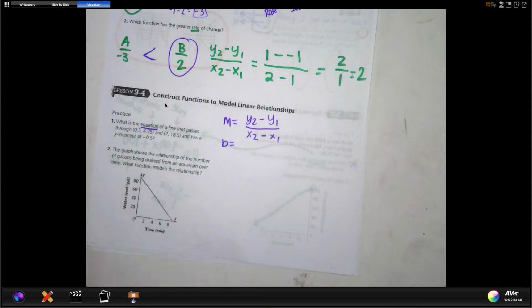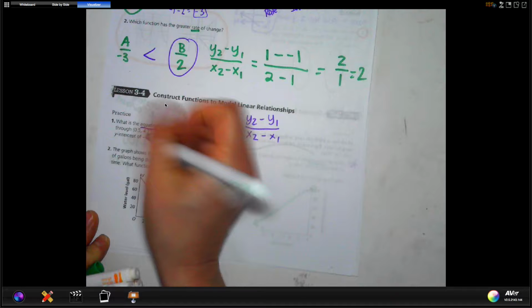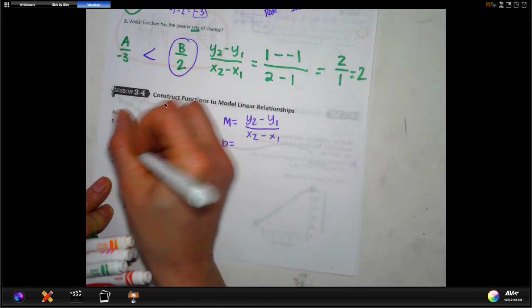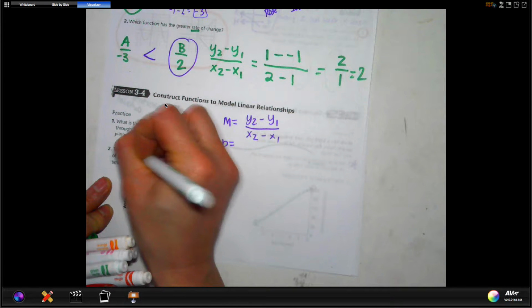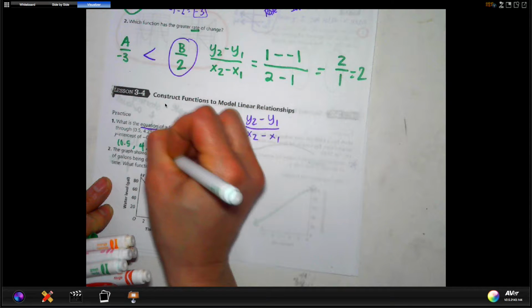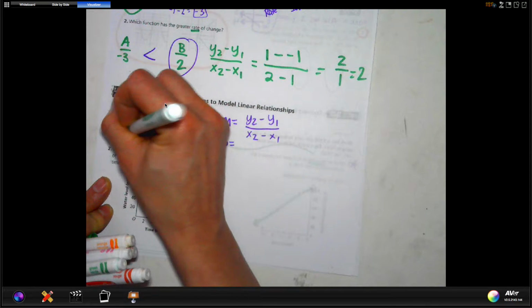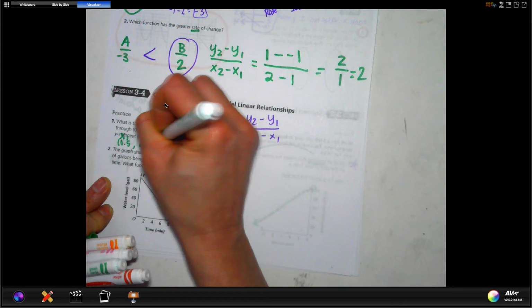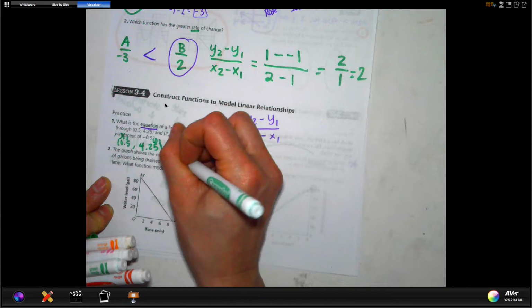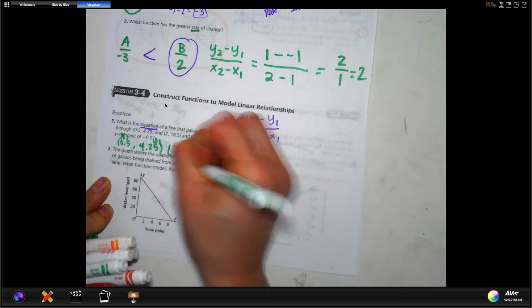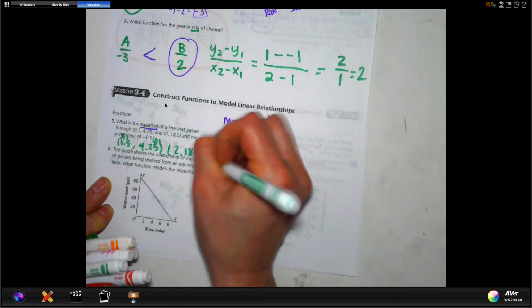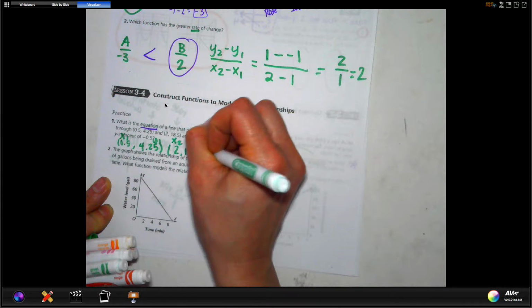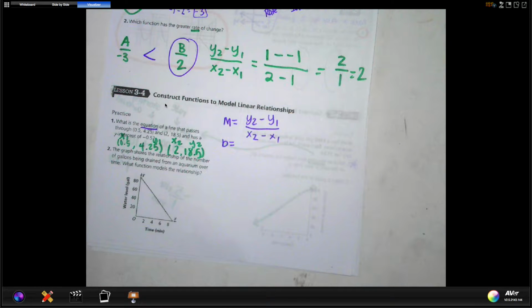In this case, when they list the ordered pairs out for you, it means they go in order. So I'm going to rewrite them because I did my marker there. But (0.5, 4.25) is our first ordered pair. So that would be x1, y1. Our second ordered pair in the list is (2, 18.5). So that would be x2, y2. And so you use those numbers in the formula, okay?